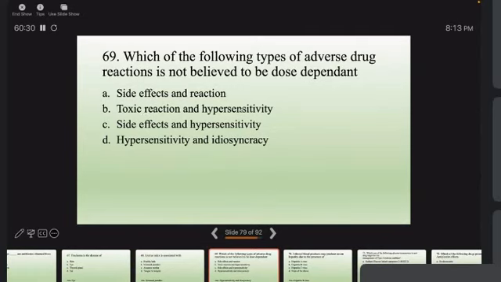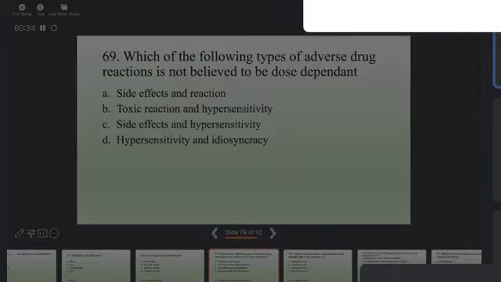Next one, toxic reaction or hypersensitivity. Is it dose dependent again? It may not be dose dependent because we may present in a different manner. So we may be hypersensitive to a few drugs according to our genetic makeup. So it cannot be toxic reaction and hypersensitivity. Okay. Side effects and hypersensitivity, again, no. Side effects are not just dose dependent. They can be attributed to various other reasons also. So the last one is hypersensitivity and idiosyncrasy.